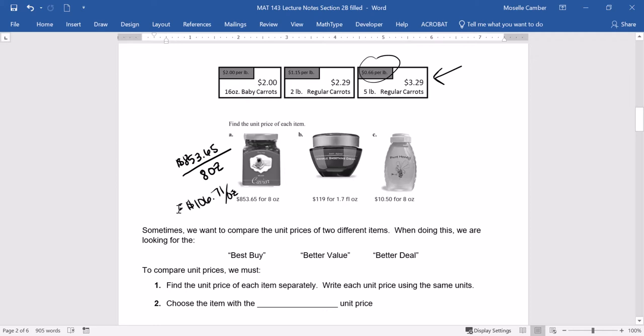Okay, for P, we have a wrinkle smoothing cream. This is $119 for 1.7 fluid ounces. So let's see what the cost of this is per ounce. So again, we have the cost per ounce.